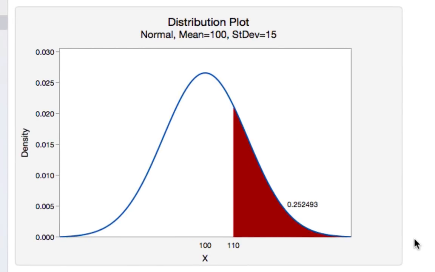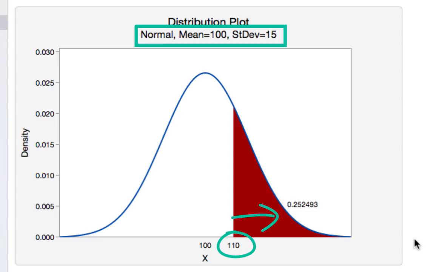Here, Minitab Express has constructed a normal distribution for us with a mean of 100 and a standard deviation of 15. It's shaded in the area that is greater than 110. In other words, we can say that 25.2493% of IQ scores are greater than 110.